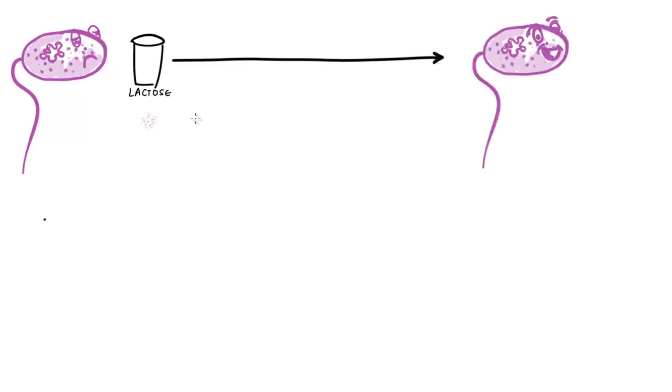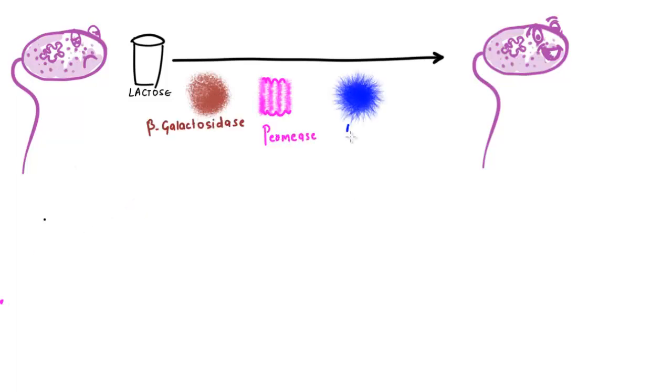And to harvest energy, it requires 3 enzymes: beta-galactosidase, permease and transacetylase. So the concept is, if the bacteria wants to utilize lactose as its energy substrate, it has to have all these 3 enzymes working. So either it requires all of them or none of them. And this is the concept of operon.